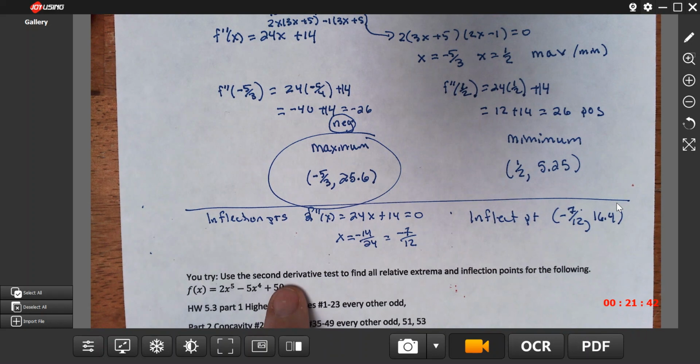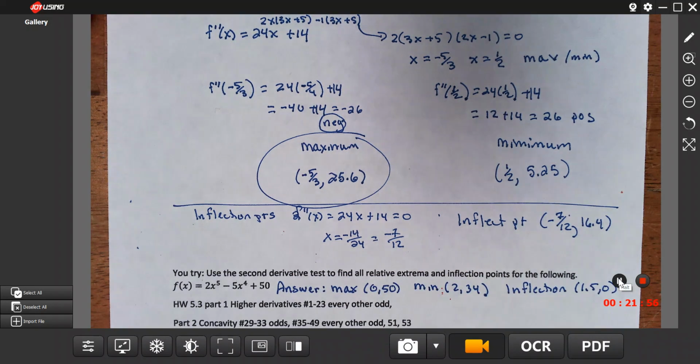So pause the video and try the U-try, same directions. And then when you're done, unpause the video and check your answer. So here's the answer for you to check. And also notice that there are some problem numbers below that to work on. Those are not going to be for homework. We're going to work on those in class the next time we meet.